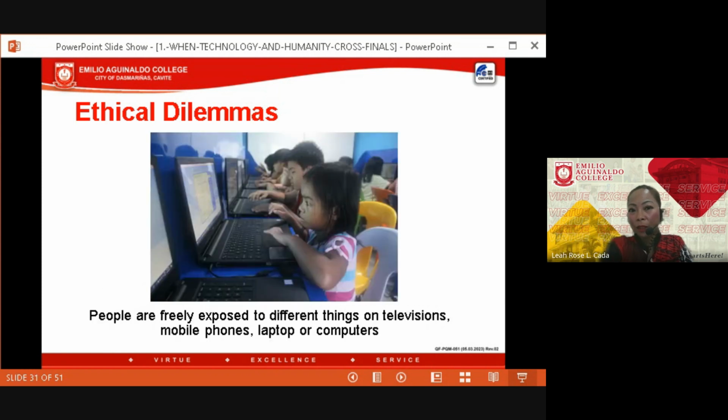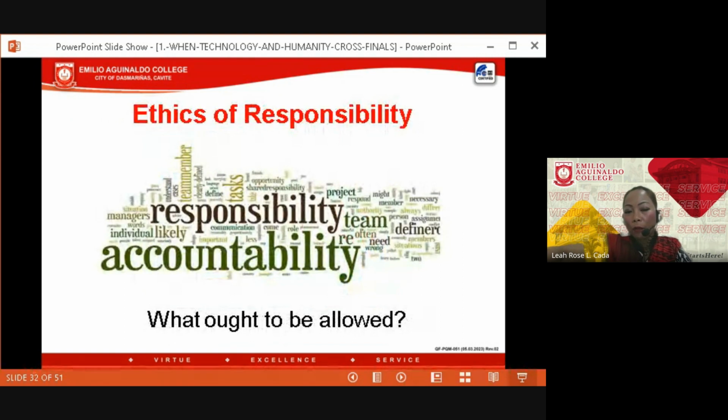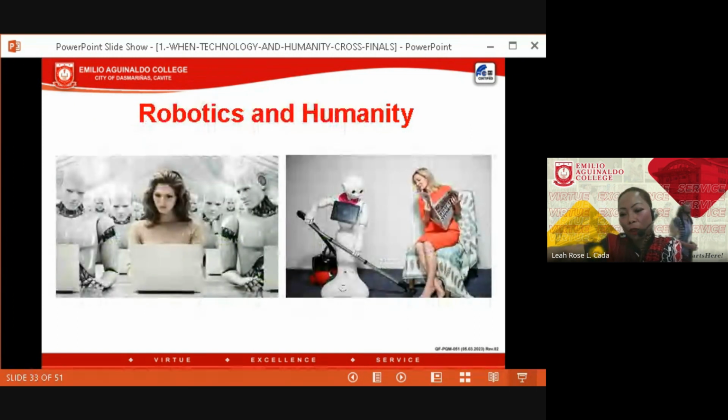Yun. So, yes, people are also freely exposed to different things in televisions, mobile phones, laptops, or computers. If before, ang concern was only the exposure of what the children are watching in televisions. Ngayon, kasali na yung mobile phones, laptops, and computers. Ang part of the dilemma of parenthood. Okay, so, of course, what ought to be allowed? Kasi, this is part of our responsibility as users of technology. So what ought to be allowed? What do you think should be allowed?